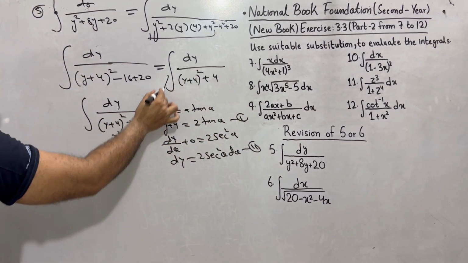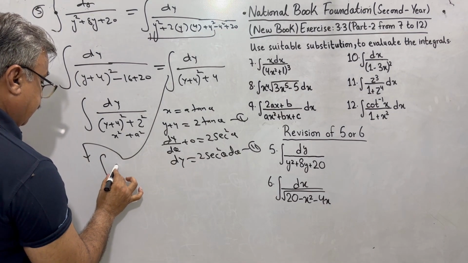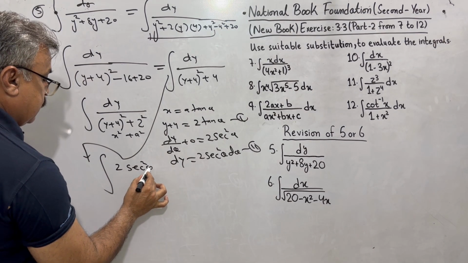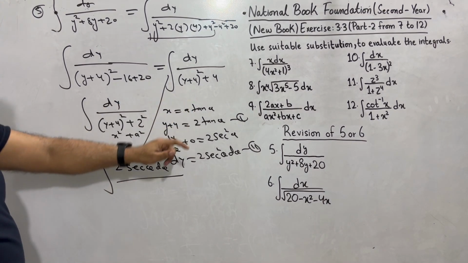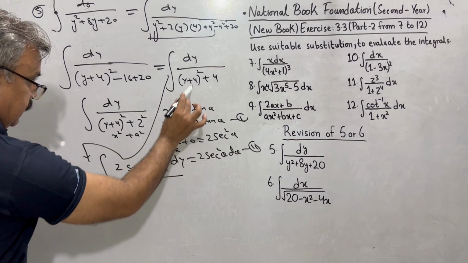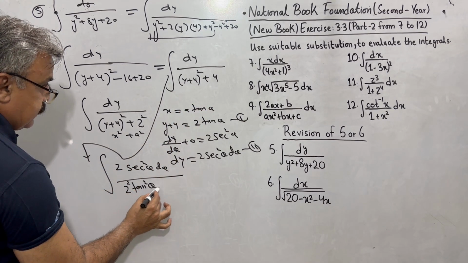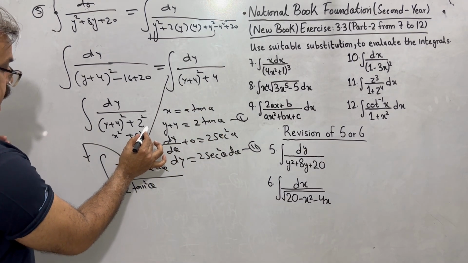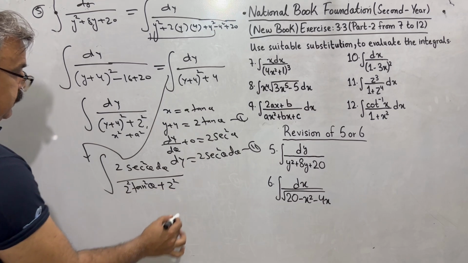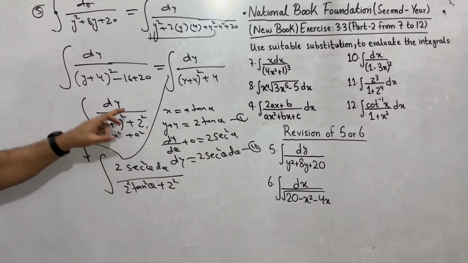Re-put here. Our question will become something. Instead of dy, we can write 2 sec square theta d theta. Instead of y plus 4 whole square, we can write 2 square tan square theta, because y plus 4 is 2 tan theta and this 2 square remains the same.